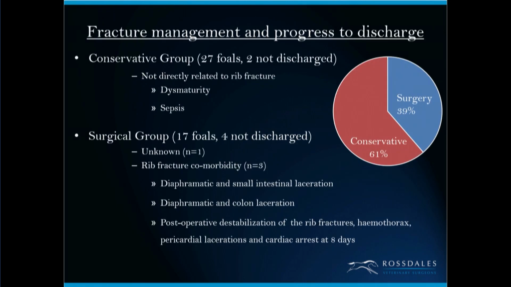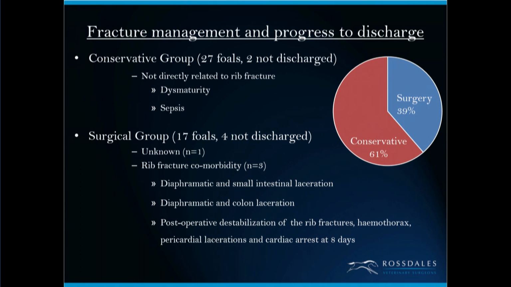So, the management and progress to discharge. We had 44 foals in total, and in the conservative group we had 27 foals. 2 of these foals were not discharged, and these were not directly related to the rib fracture. One was a dysmature foal, the other foal had sepsis. In the surgical group we had 17 foals, 4 were not discharged.